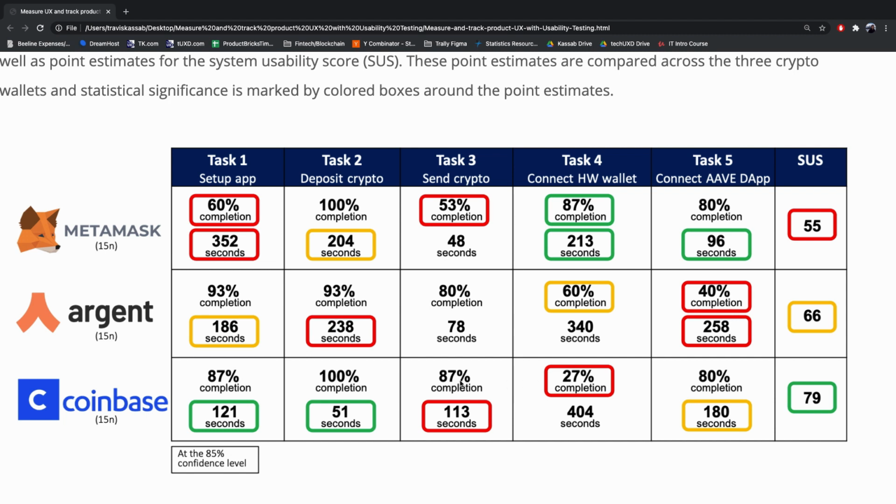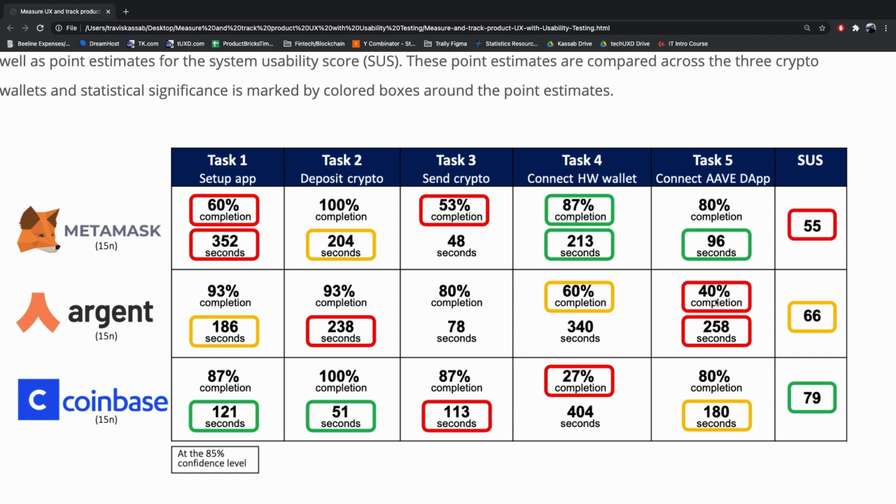There's a confidence interval associated with every single one of these measurements that you see on here. And I just didn't want to overcomplicate this visual, but maybe you do want to report the confidence intervals to your stakeholders. Like, it's 27%, or it's between like 12 and 52%. I'm not sure what the confidence interval is. I'm just guessing. Anyway, same type of analysis for task 5, and then SUS, same type of analysis. Coinbase has the highest SUS, then Argent, and then MetaMask. So overall, Coinbase is winning, and we can pretty much see that.